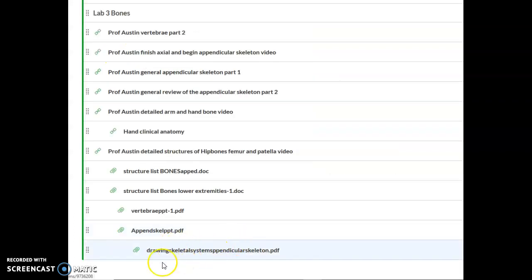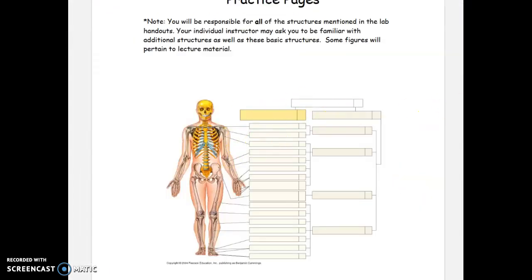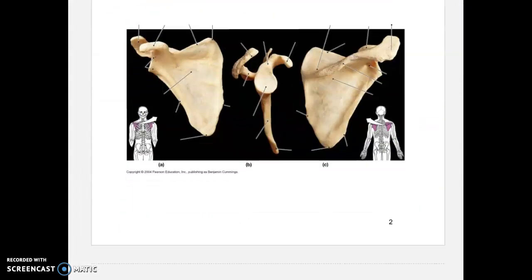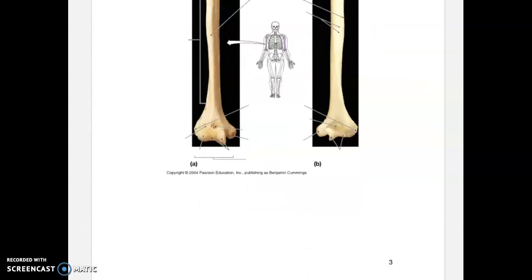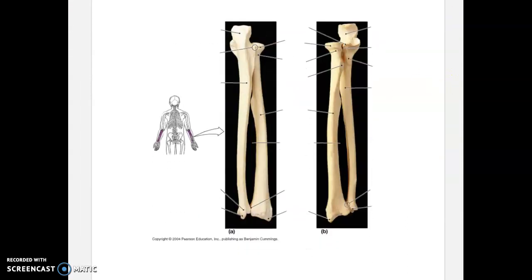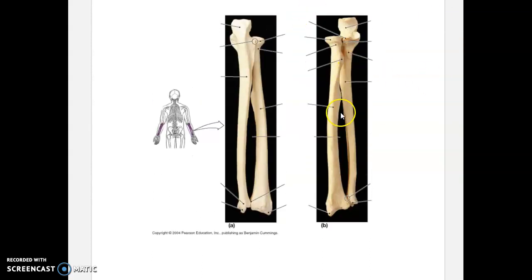Okay, one tool that I've given you is this drawing of the skeletal system, which has several pages with many of the pictures I've shown you and blank areas. So what you might want to do is take your structure list and see if you can go through and name the things on your structure. Now, there will be things on here that are not necessarily on your structure list, and I won't test you on anything that's not on your structure list.